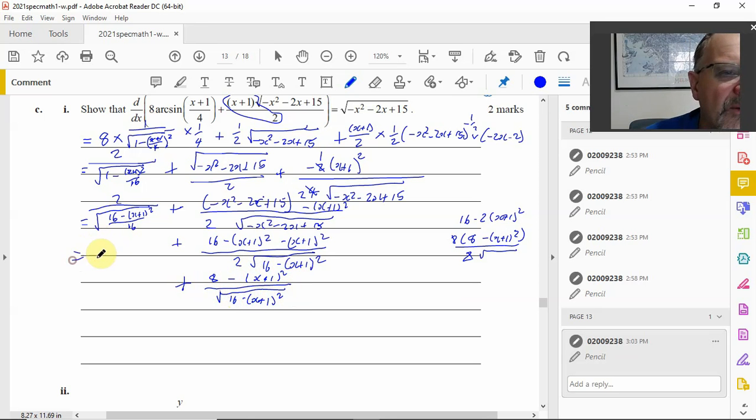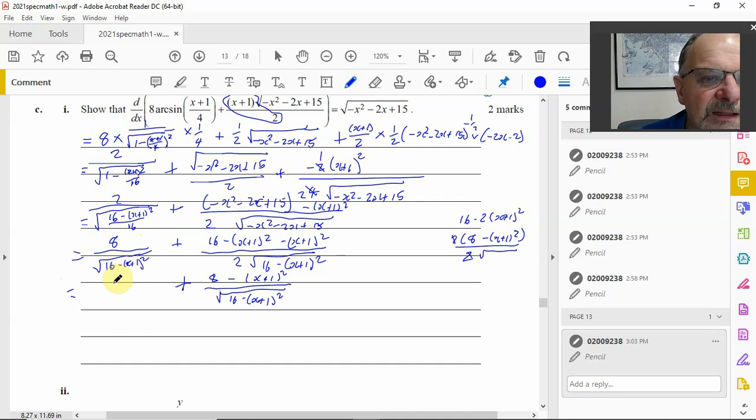Now, this is the left term. I've kind of forgotten all about that left term. The square root of 16, of course, is 4, and this is like over 4, so we're dividing by a fraction here. When you do that, you turn it upside down and multiply, and we've got this 2 up the top multiplied by that 4, and so that becomes 8 over the square root of 16 minus (x plus 1) squared.